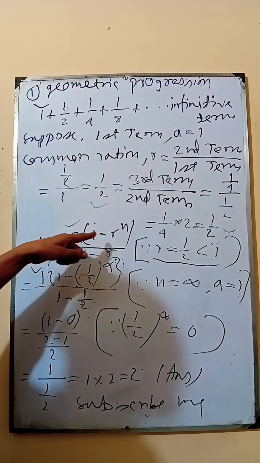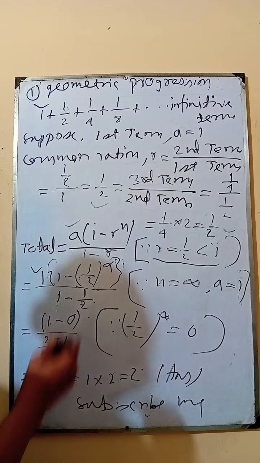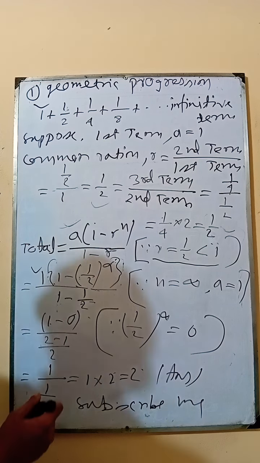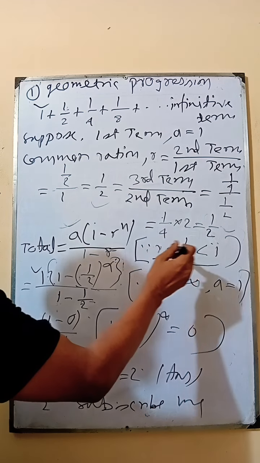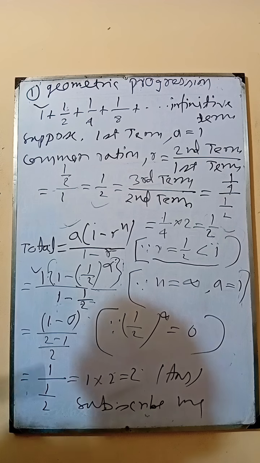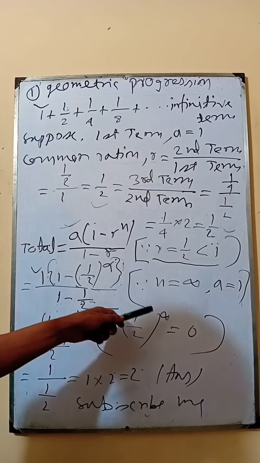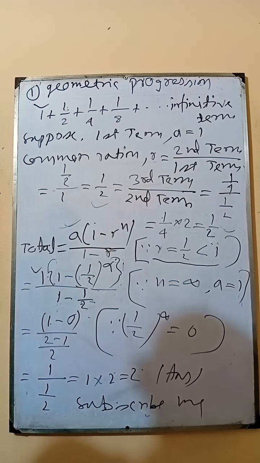The total is a times 1 minus r to the n, divided by 1 minus r. It is a theory: if r is less than 1, then this geometric progression formula applies, and you can calculate the rest yourself. Half to the power infinity is equal to 0.